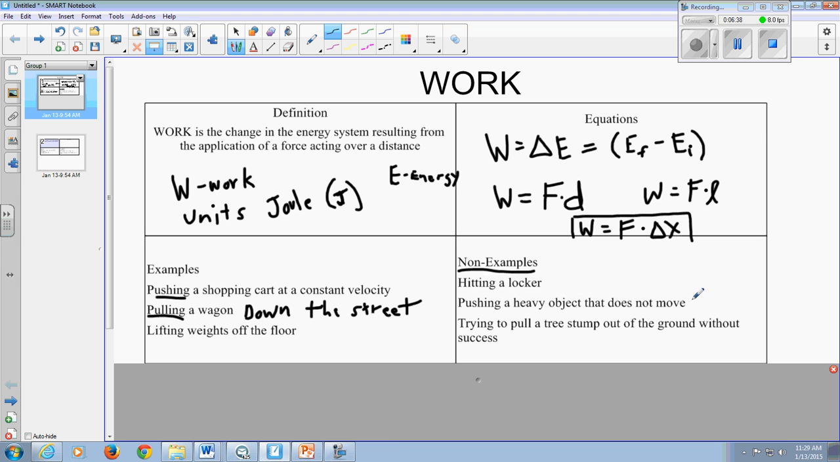Same thing, pushing a heavy object that doesn't move. It's not moving, there's no work. Trying to pull a tree stump out of the ground without success. If you're not successful, that means it's not moving. It's zero work. It may seem like you're doing work because you're getting tired as you're trying to pull the tree stump out, but that doesn't mean you're doing work. So work is a little different than the definition that you're used to thinking of with work. We have to eliminate that from our brain a little bit and think about what work actually is. It's a force times a distance or a displacement. If you haven't displaced, there is no distance, there is no work.